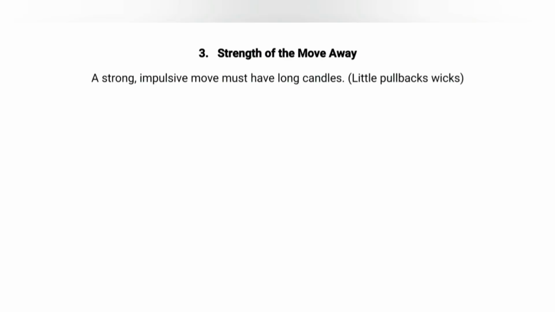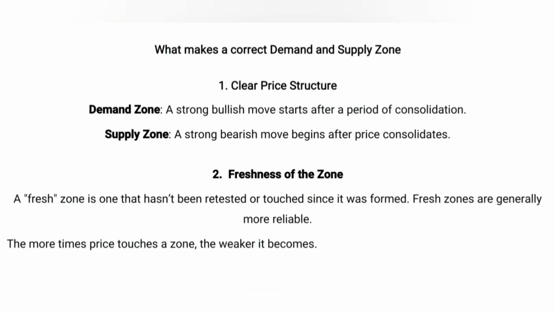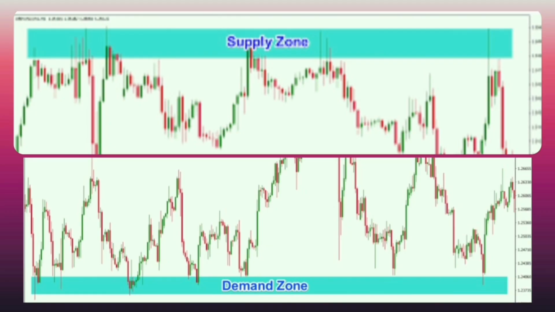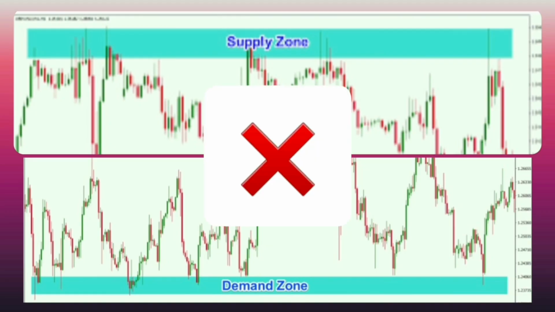And another thing, which is the most important thing, is strength of the move away. A strong impulsive move must have long candles, little pullbacks or wicks. So when we talk about demand and supply zones, these zones must have strong impulsive moves, and not just moves, they must bring out imbalances in the market. So with these criteria, you can see that this is not a demand zone and this is not a supply zone.